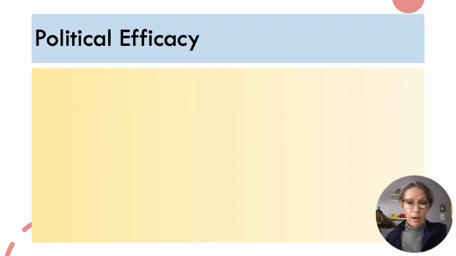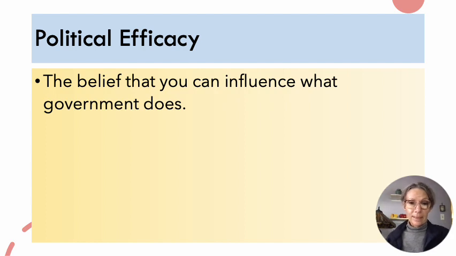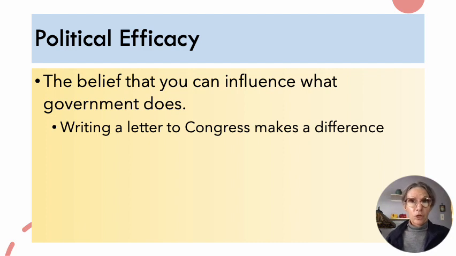Another feature of a healthy democracy is the presence of a high level of political efficacy. Political efficacy is a belief that you can influence what government does. It's the feeling that you make a difference, that if you write a letter to your member of Congress, they're going to read that letter, they're going to take it into consideration. And in fact, if enough people petition their members of Congress for change, that change is actually going to happen.